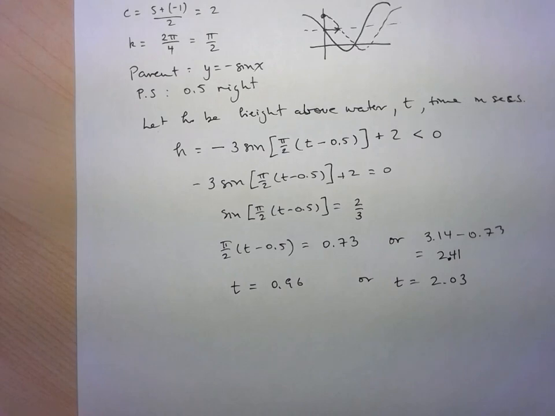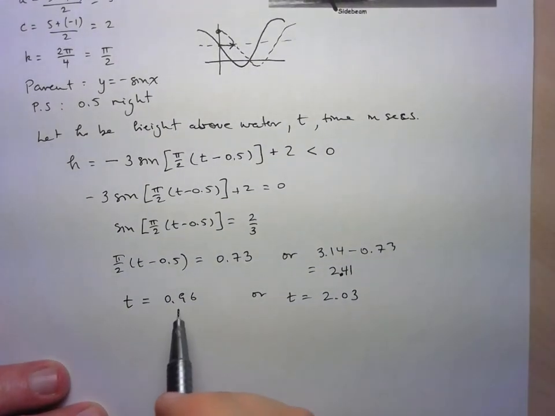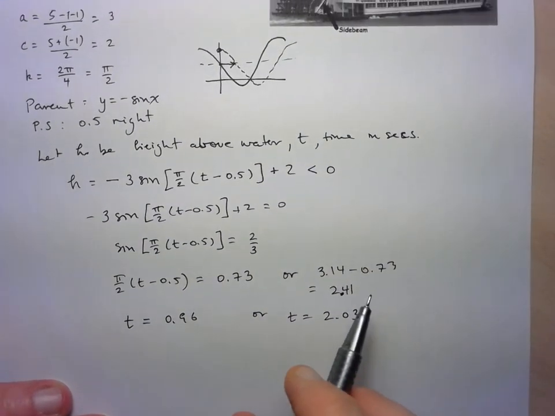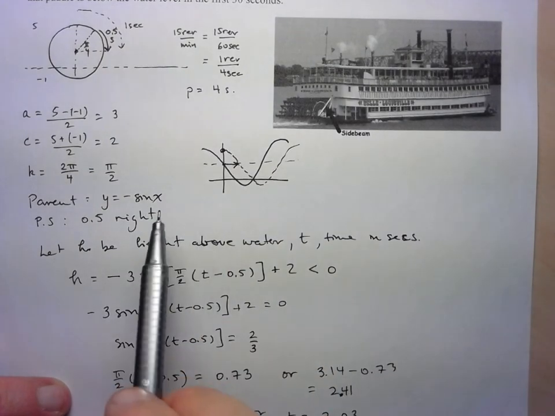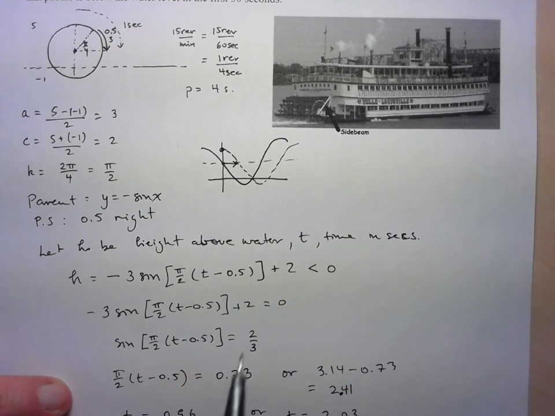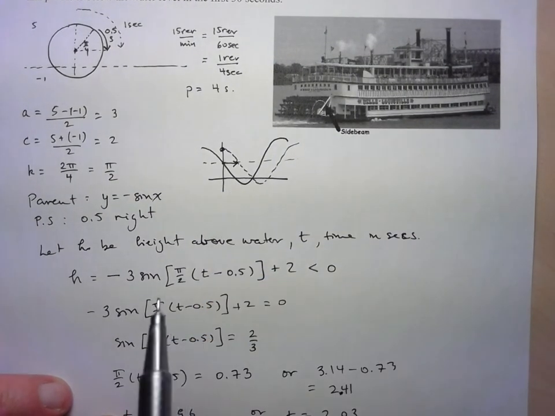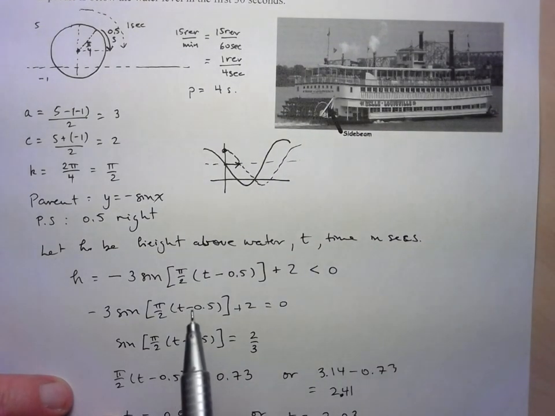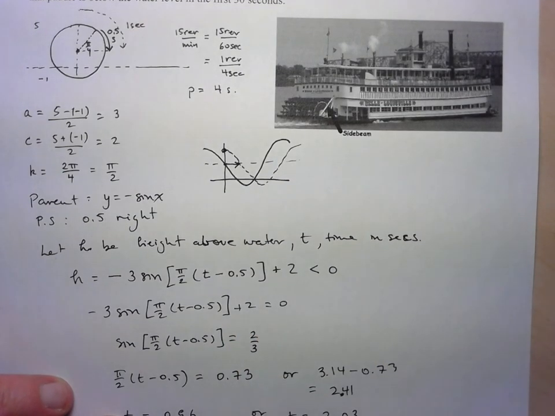So all we have to do now is figure out which one of these represents going in the water and which represents going out of the water. And this is where I'm going to go back to my graph, which I drew earlier. And I see that the first time I have an x-intercept, 0.96, is when it's going into the water. And then here we see it's coming out of the water at 2.03.